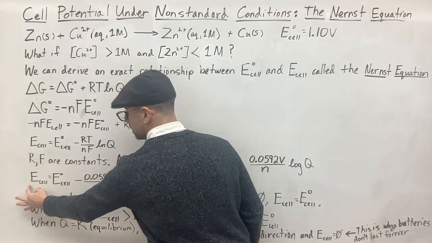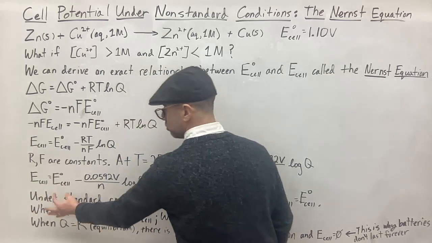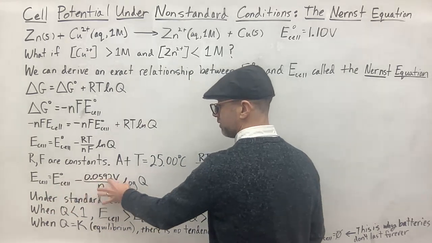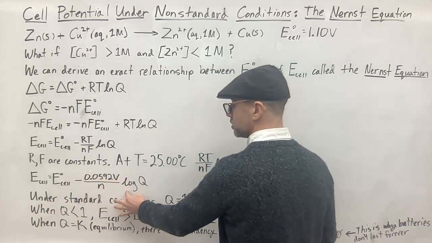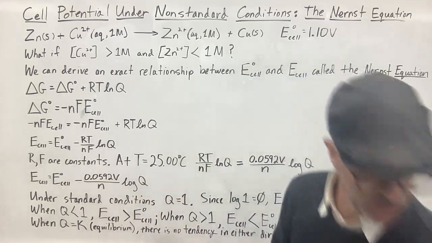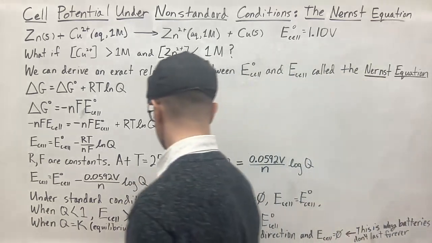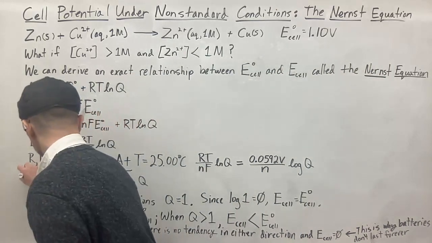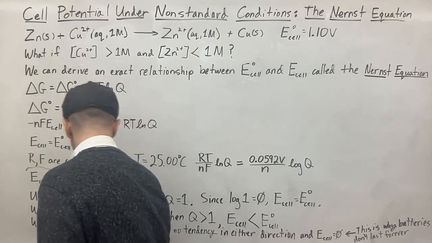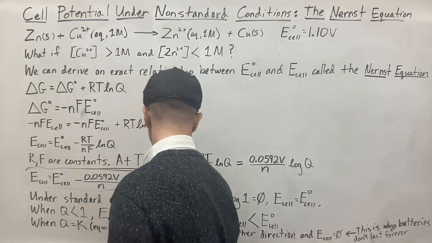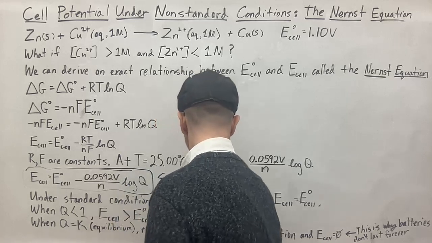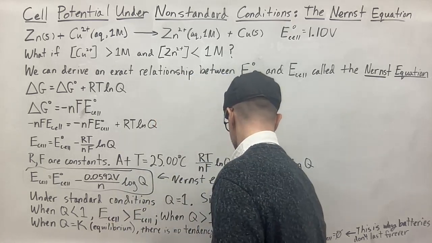The non-standard cell potential is equal to the standard cell potential minus 0.0592 volts over N times the log of Q. So this is our Nernst equation. Let me highlight this and put a box around it. This is the Nernst equation.